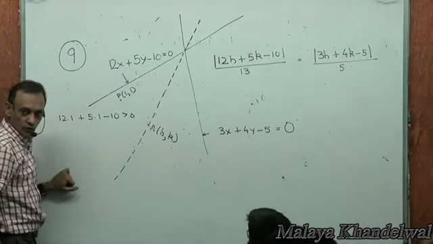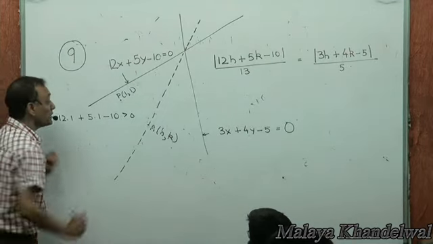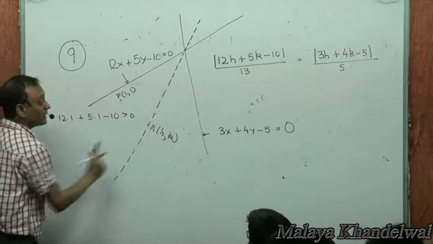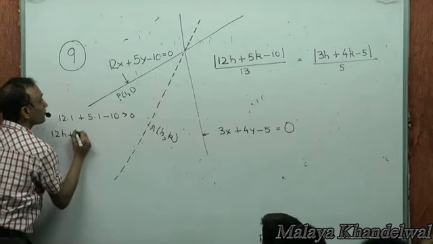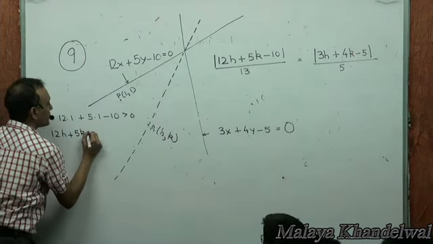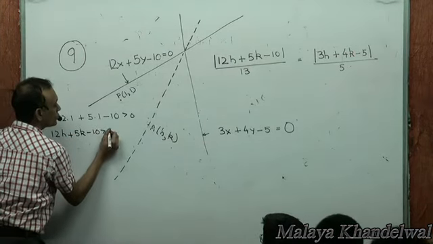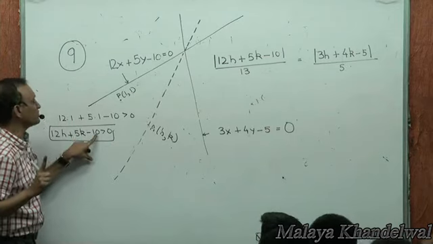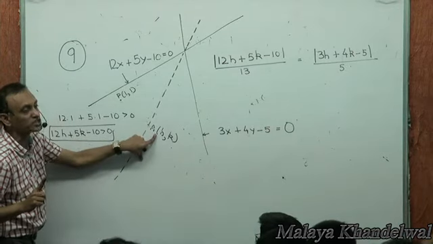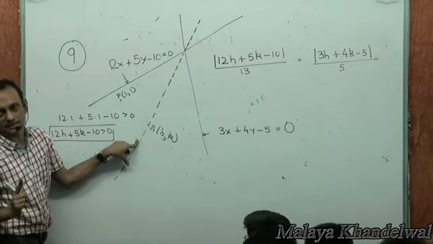Yes or no? Which is greater than 0? And if this is greater than 0, then HK must also impart a positive sign to this. Yes or no? That means very clearly 12H plus 5K minus 10 must also be greater than 0. If HK is a point on the angle bisector passing through this region, that's guaranteed. 12H plus 5K minus 10 is greater than 0, where HK is a point on the proposed angle bisector.